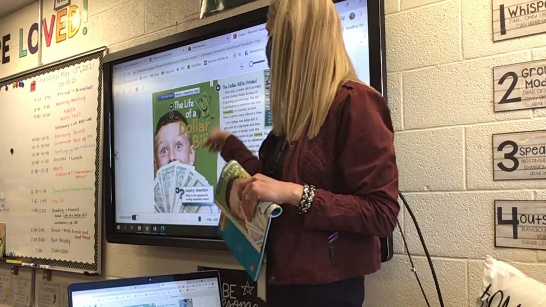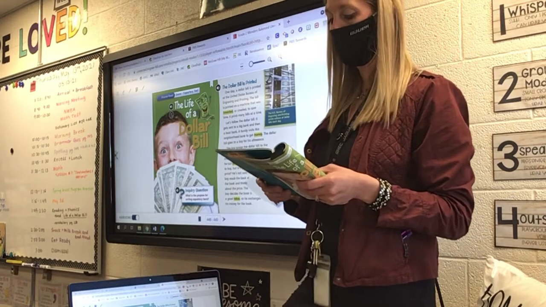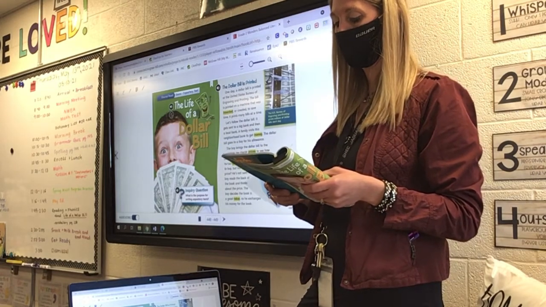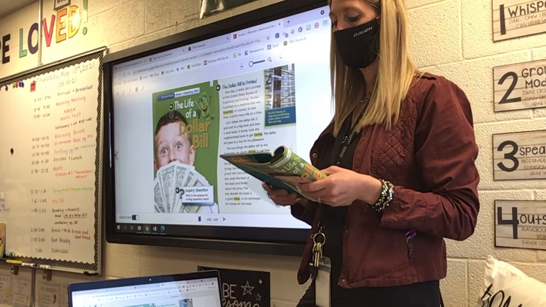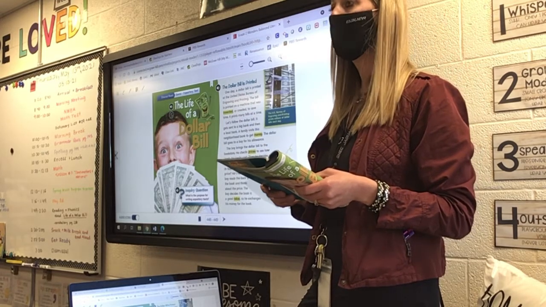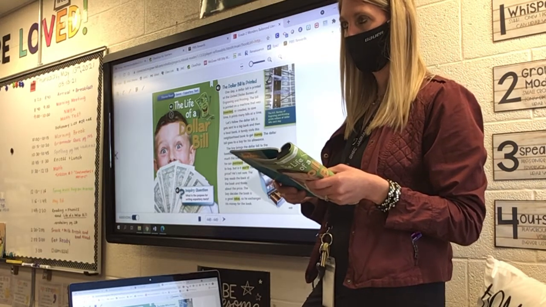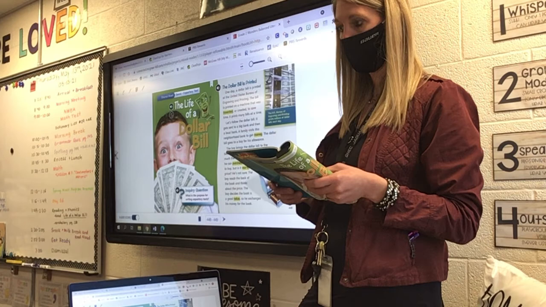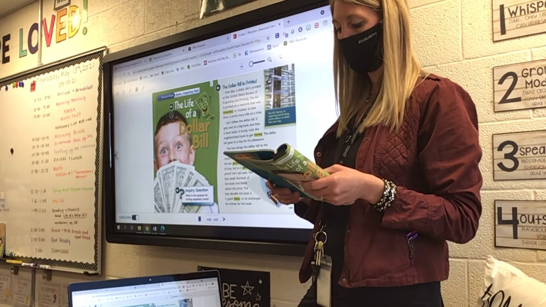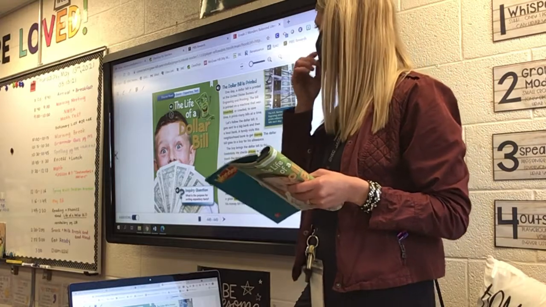Now, let's go to the next paragraph. Libby, would you read that really loud, please? Let's follow the dollar bill. It gets sent to a big bank and then a local bank. A family visits this neighborhood bank to get money. The dollar bill goes to a boy for his allowance.